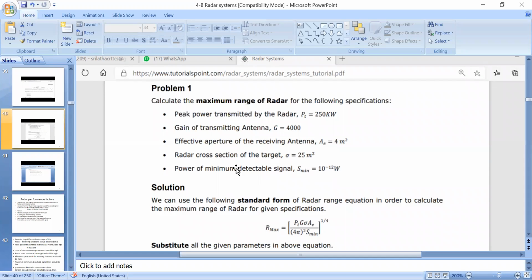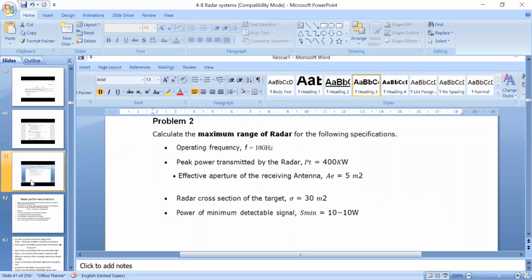So what they are asking to calculate here is the maximum range, R maximum. By simply substituting all these values into the standard form of radar range equation, which is R max is equal to PT G sigma AE by 4 pi square S minimum whole power 1 by 4, you can calculate the maximum range of the radar. All of you substitute these values into this equation and you may get the maximum range. Simple substitution. Take this problem as an assignment.